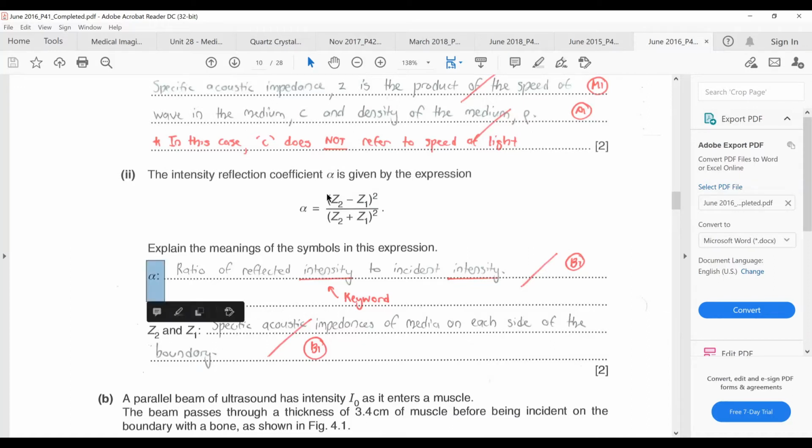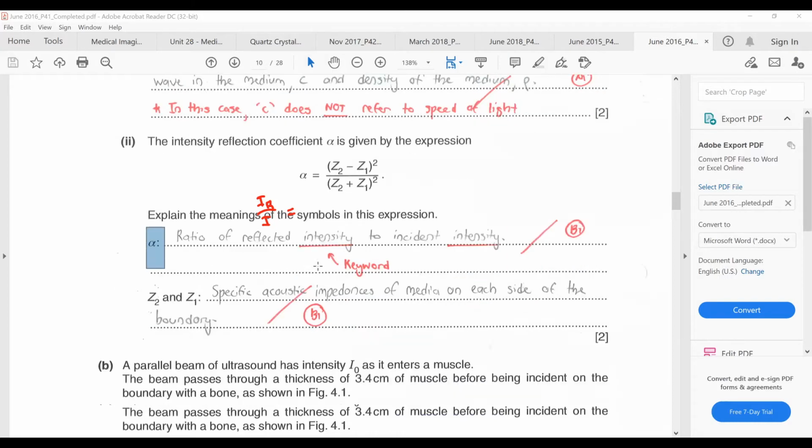All right. Now explain the meanings of the symbols in this expression. What is alpha here? So alpha here is actually the fraction of intensity reflected, because here you know that it is IR over I, right? Okay. Ratio of reflected intensity to incident intensity. Here I don't put the I naught, I just put I, so that it's a bit consistent, right? It is the ratio of reflected intensity to incident intensity. All right, and what is Z1 and Z2? This is the specific acoustic impedances of the media on each side of the boundary.